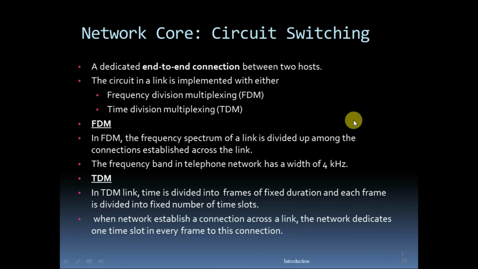The circuit in a link is implemented with either frequency division multiplexing or time division multiplexing. So what is FDM and TDM? In FDM, the frequency spectrum of a link is divided up among the connections established across the link. The frequency band in a telephone network has a width of 4 kHz. In frequency division multiplexing, the frequency is divided into different bands. And TDM means time is divided. So in a TDM link, the time is divided into frames of fixed duration, and each frame is divided into a fixed number of time slots. When the network establishes a connection across a link, the network dedicates one time slot in every frame to this connection.